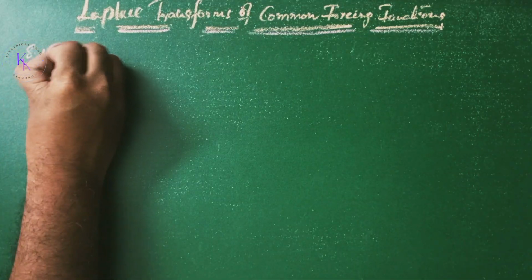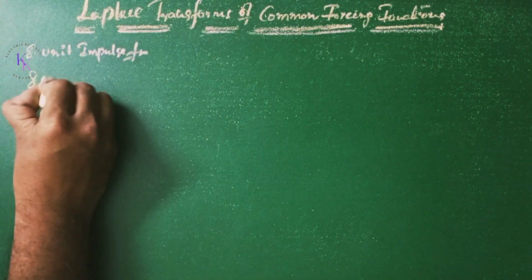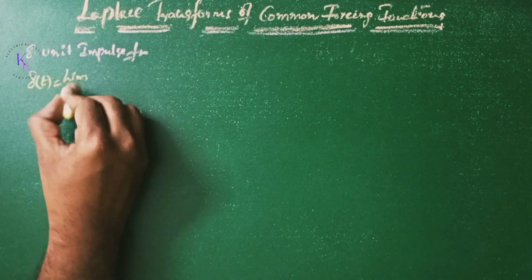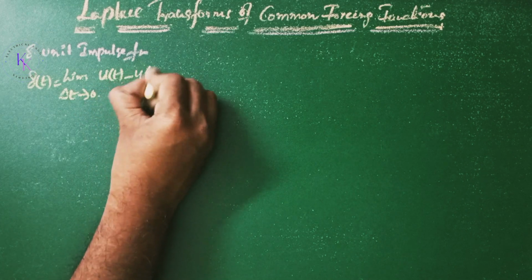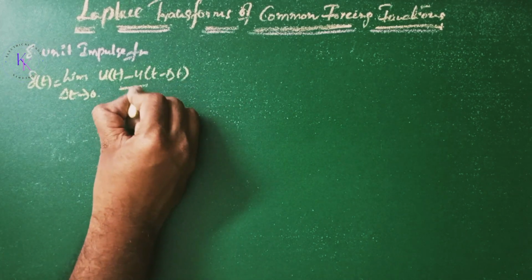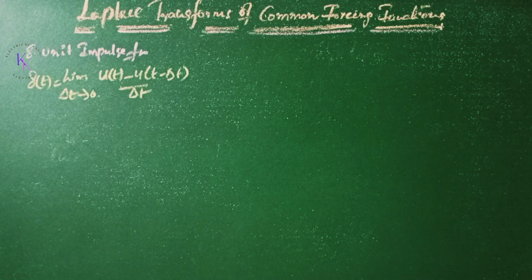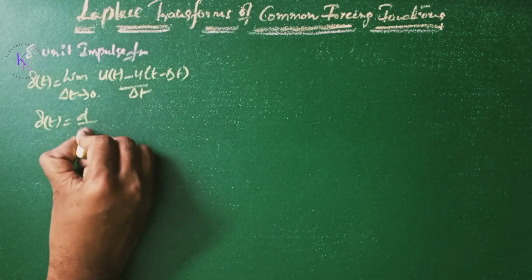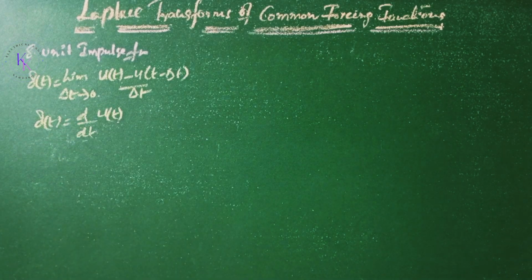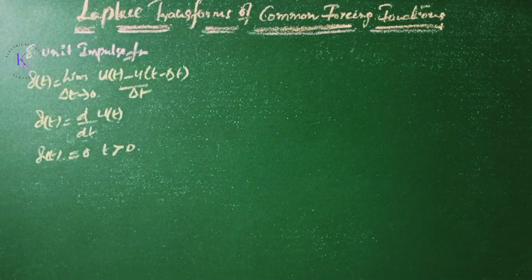The eighth one, unit impulse function. The unit impulse function is given by delta of t equals the limit as delta t tends to 0 of u of t minus u of t minus delta t, divided by delta t, which is obviously the derivative of the unit step function, that is delta of t equals d by dt of u of t. Delta of t has the value 0 for t greater than 0 and infinity at t equals 0. However, an infinity value at t equals 0 is unreal.